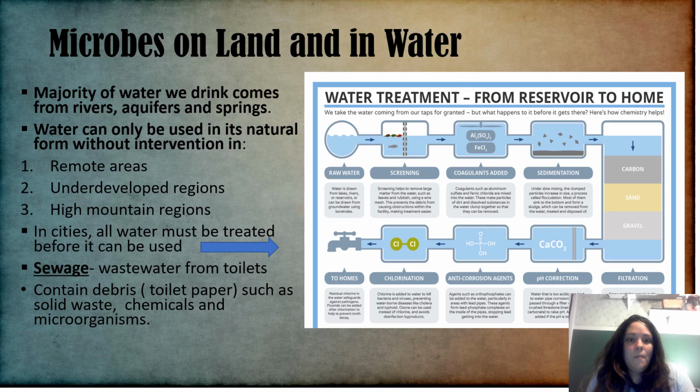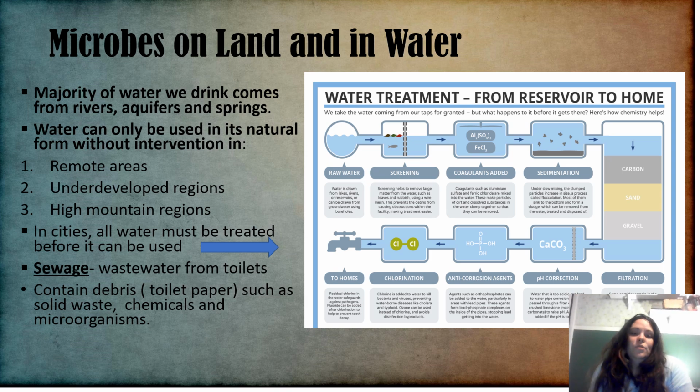Next, we're going to talk about microbes on land and in water. The majority of water we drink comes from rivers, aquifers, and springs, and water can only be used in its natural form without intervention in remote areas, underdeveloped regions, and high mountainous regions. In cities, all water must be treated before it can be used. Over here to the side, we're going to show what a water treatment system looks like from reservoir to home and all these different steps.